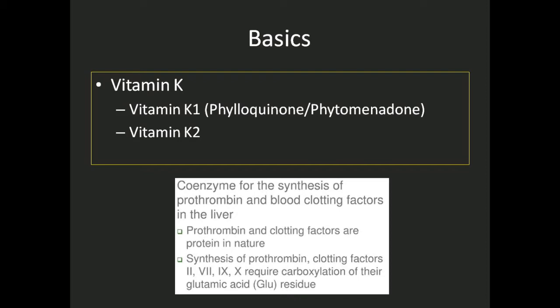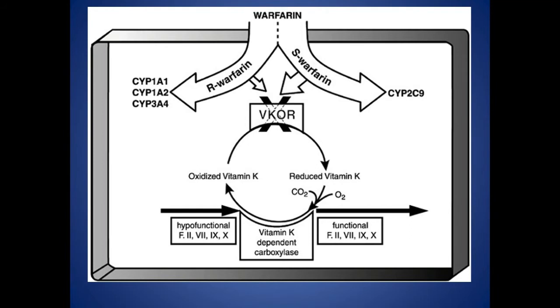So what is the mechanism of action? In our body, you have these vitamin K dependent factors which are parts of the extrinsic pathway, like factor 2, 7, 9 and 10. Now most of them exist in a hypofunctional state. I will show you the next slide, which will give you a bit more clarity. Now you have the hypofunctional factors, if you look at the bottom of the slide, 2, 7, 9 and 10.